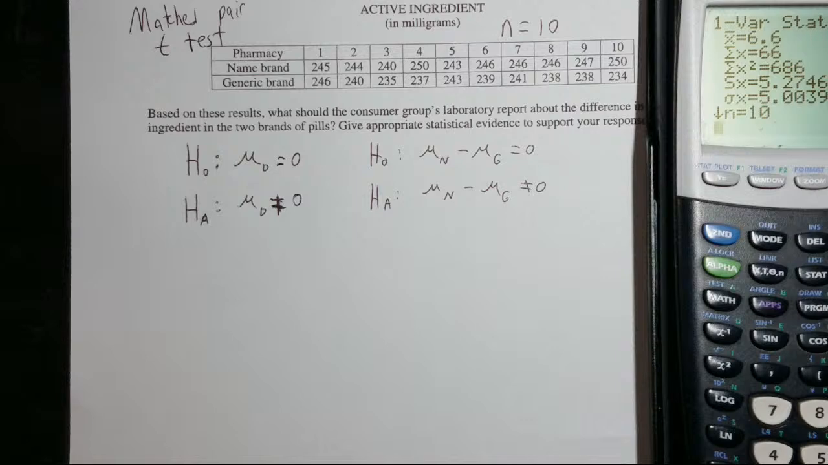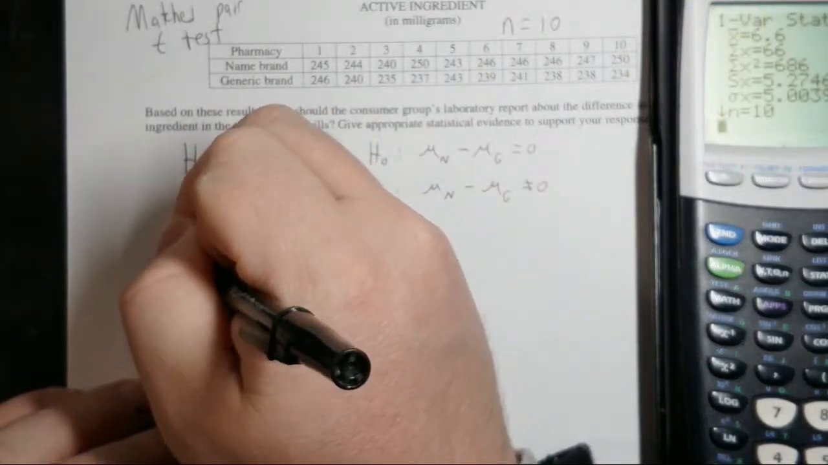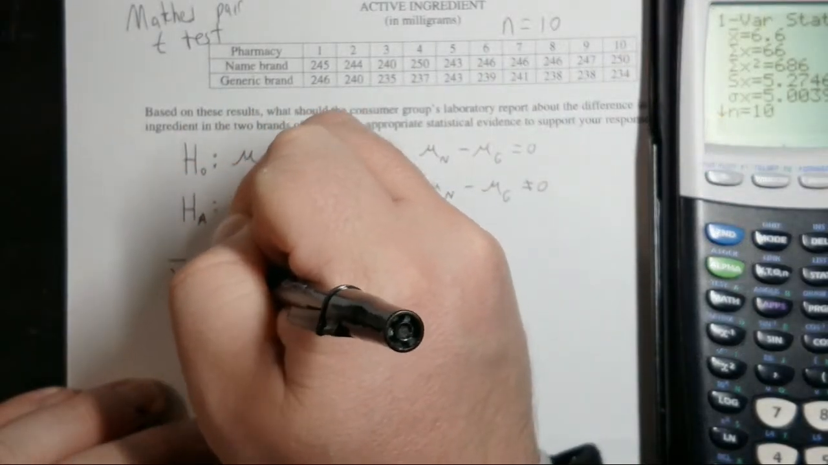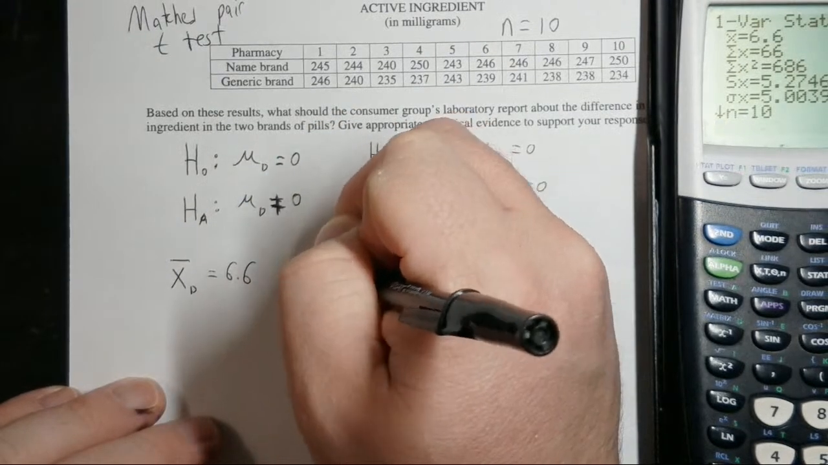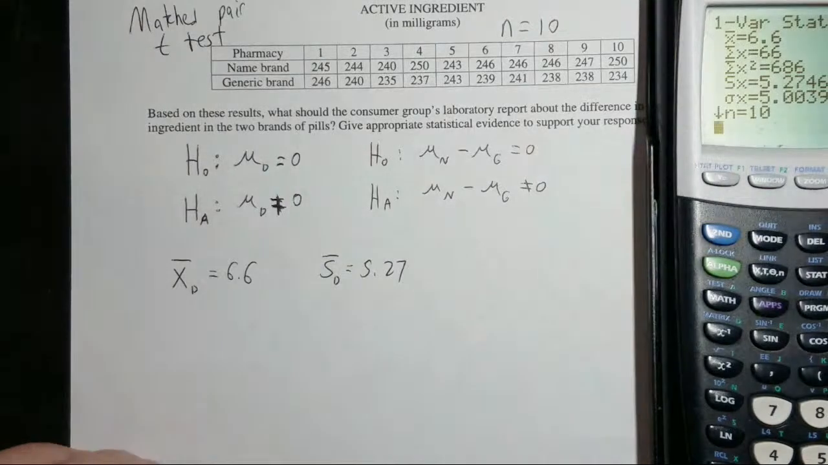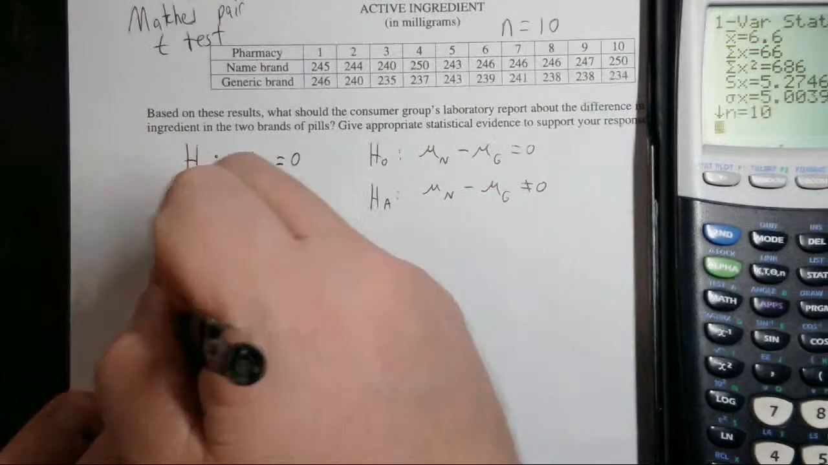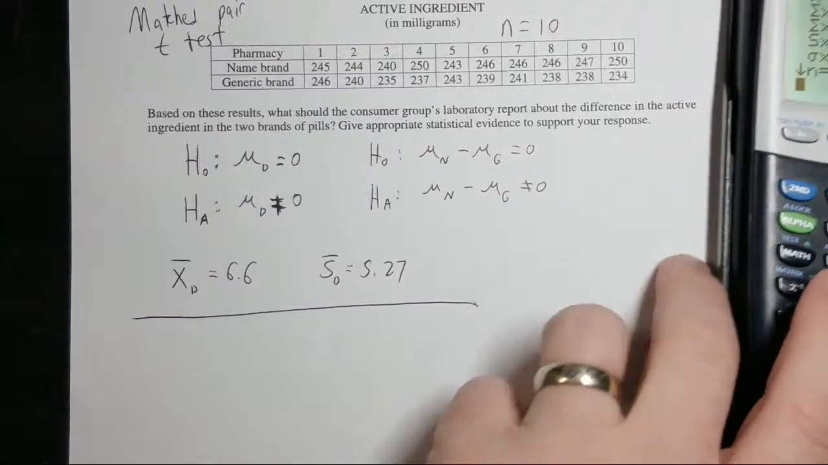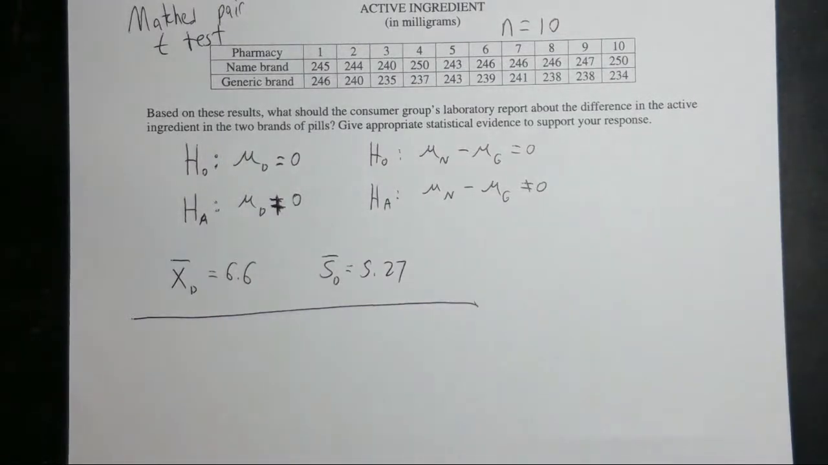First of all, as I said, the n is equal to 10. I got an x bar of my difference equal to 6.6. My standard deviation of the difference is equal to 5.27. Of course, because I ran the 1-Var Stats, that information would automatically be entered into one of my tests. We're all good there. But I want to use a t-test, and it's a matched pair t-test, so I'm just going to do a regular t-test right in the calculator.